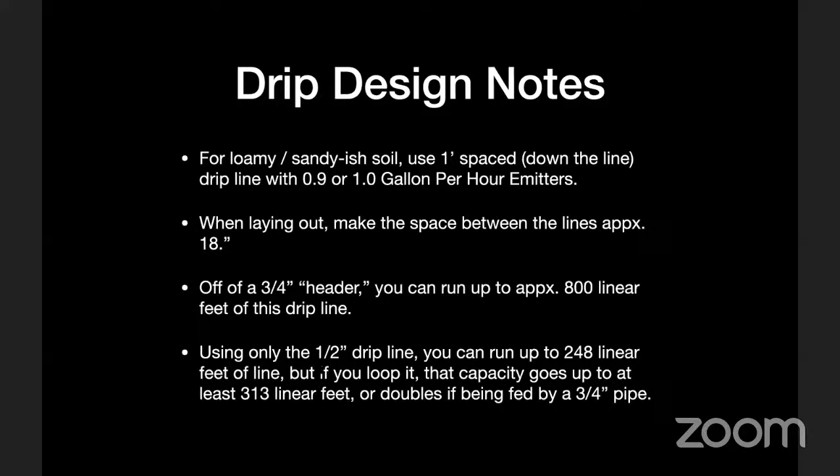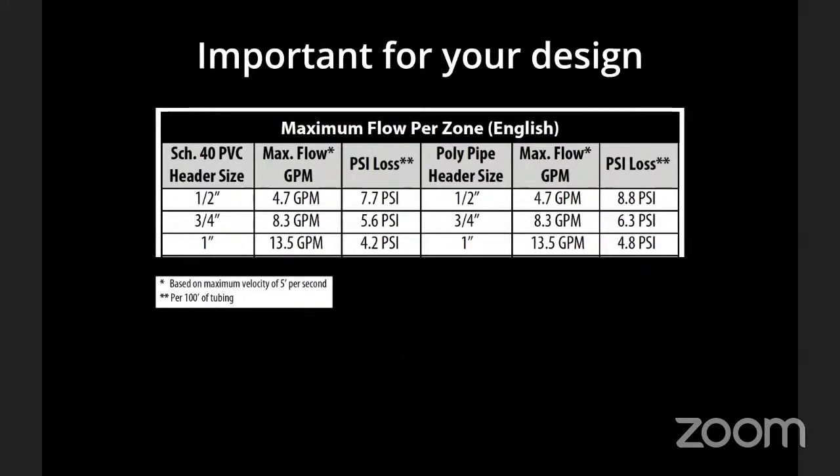So oftentimes, even if on the surface everything is connected by just 1/2 inch drip line, as long as it's being fed by a 3/4 inch pipe to get the water there, if you create the loop, you can actually get a few more feet out of it, and it jumps up to 313 linear feet. I will save you the math, but that is a way you can get a little bit more out of it, by making sure that drip line loops back into itself. And we will look at pictures of it. So hopefully that will come together later.